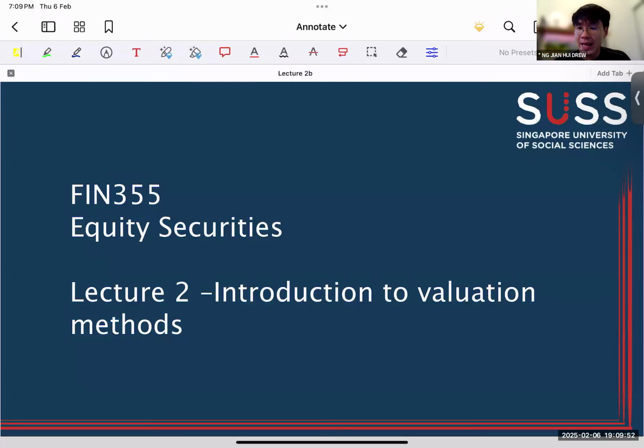So maybe some of you had prior experience in other modules, or maybe even in your poly days. Okay, so that's good, right? But something that's different about this module is that we're not just going to do a simple discounted cash flow model because it's a level 2, level 3 module. We're going to go into quite a lot of detail in terms of what kind of cash flow we are looking at, right?